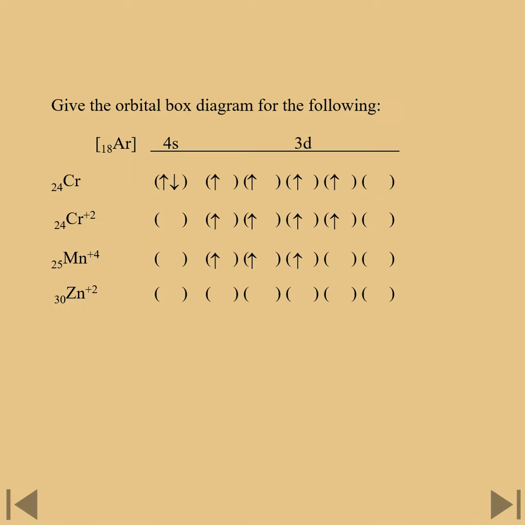Okay, next we have zinc. And that +2 charge tells us that it has 28 electrons. Neutral zinc has 30, so +2, 28. And that's 10 electrons beyond argon, with all 10 of them going into the 3d. So all 5 orbitals get 1 up and 1 down.